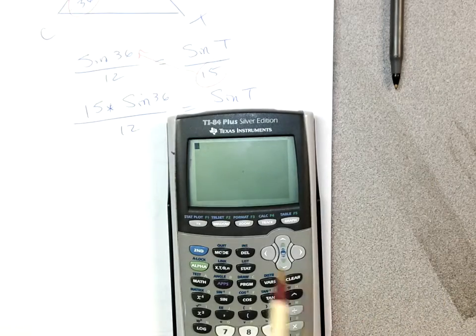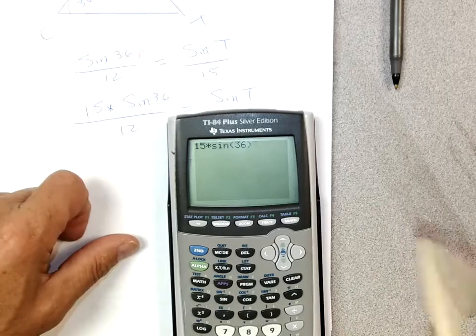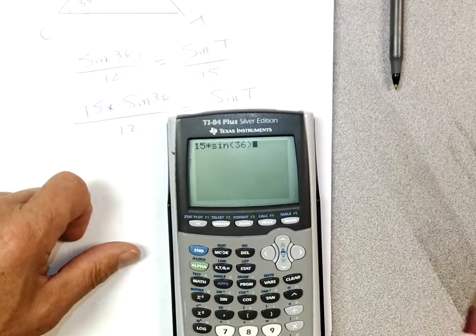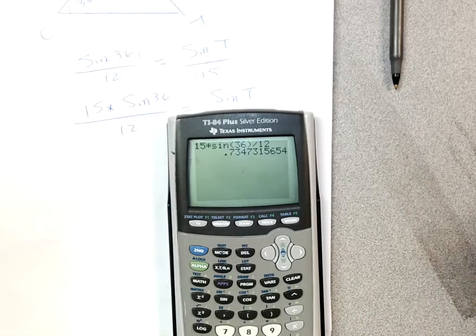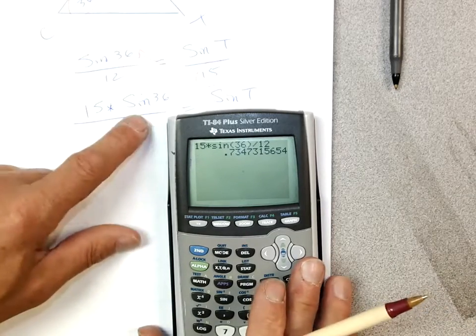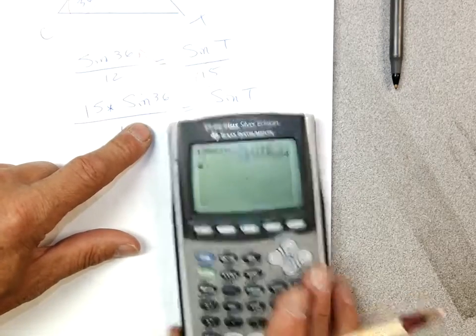So I'm just going to go 15 times the sine of 36, parentheses. Close your parentheses. Divided by 12. And I get a decimal. Well, that can't be the angle. That can't be the answer because I haven't pushed. I've got to find the angle, right? So I've got to push sine inverse, not cosine, not tangent. It has to be sine inverse because it's sine.